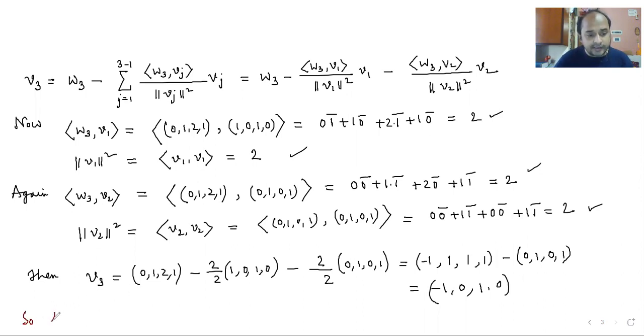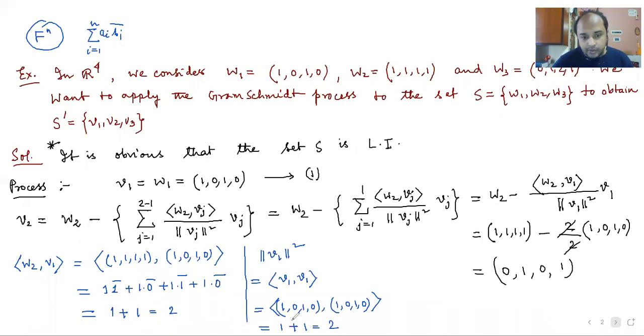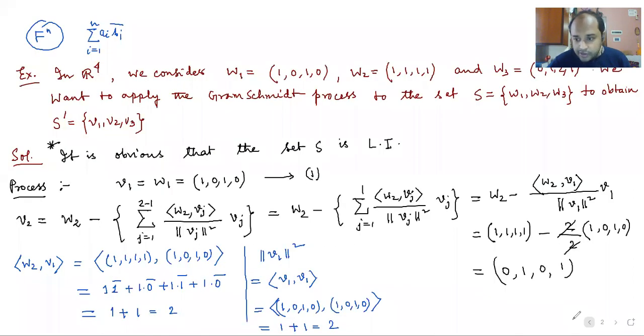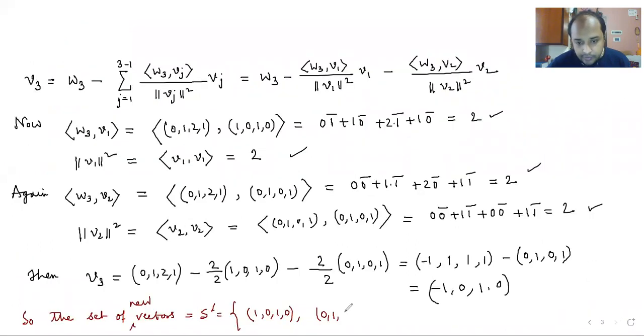So the new set of vectors are: what is v1? v1 is 1 0 1 0, so let us write it 1 0 1 0, and V2 is 0 1 0 1, okay, 0 1 0 1, and V3 is minus 1 0 1 0.